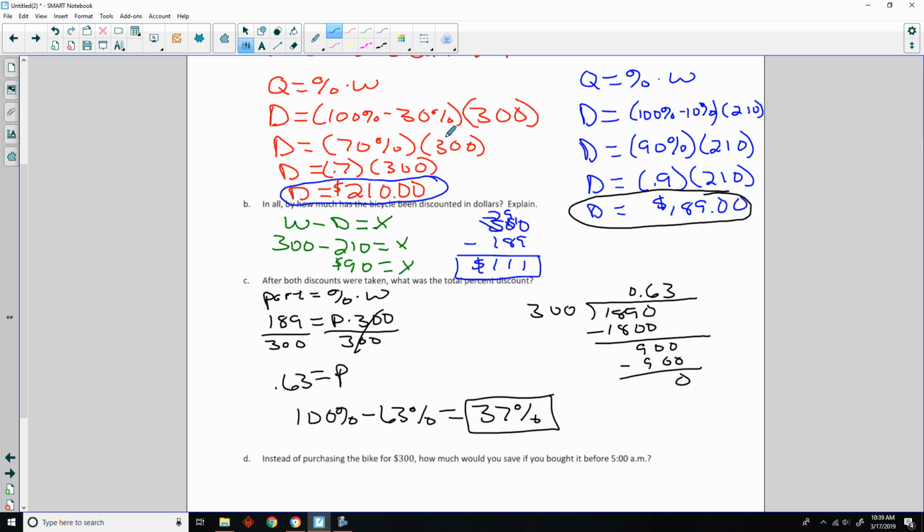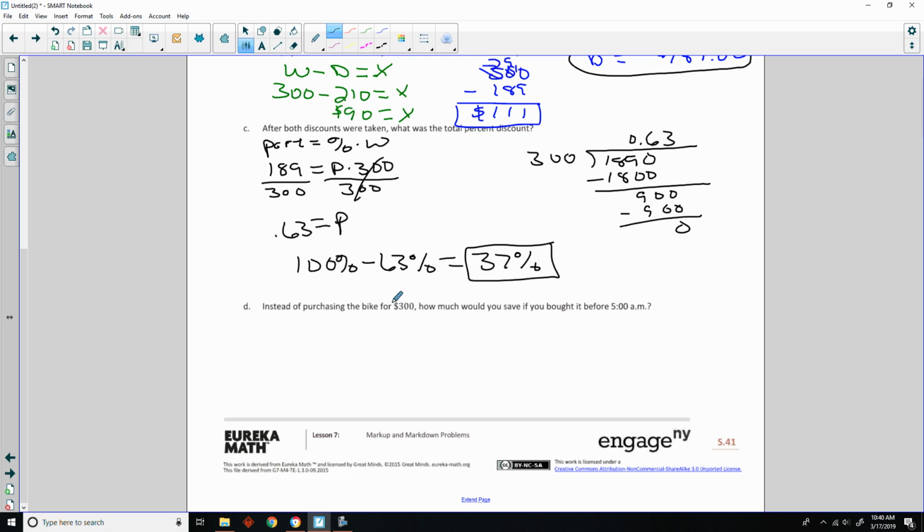Okay, so we can't just say, well, I got 30% off and 10% off, so that's a total of 40%, because 10% of 30% is less than 10% of 100%, so I can't just add them. So 30% and then an additional 10% is only 37%, not 40.